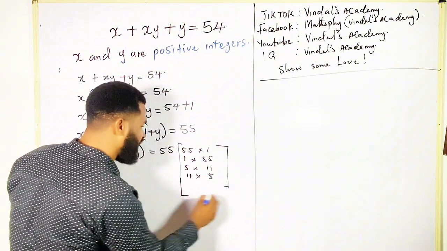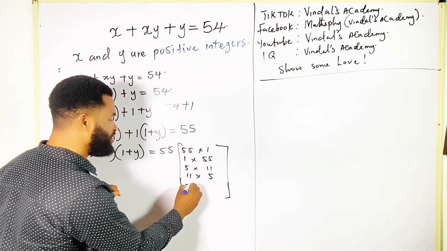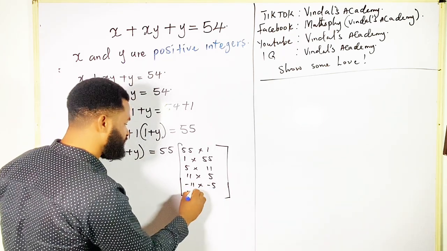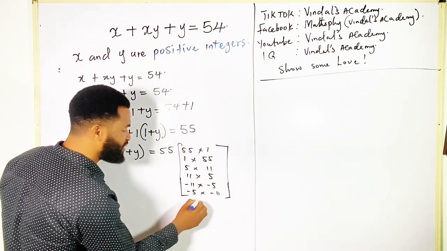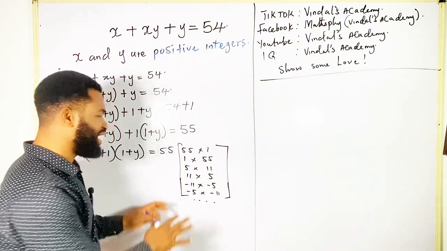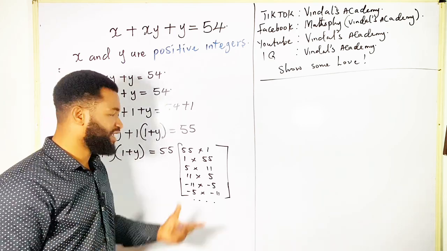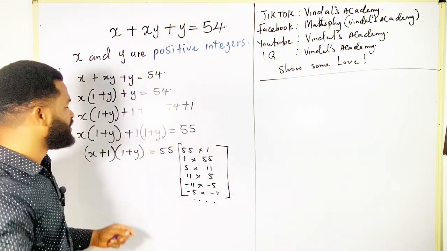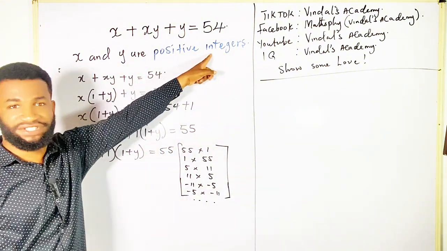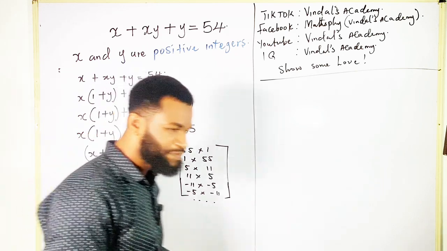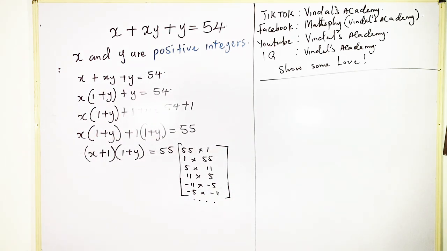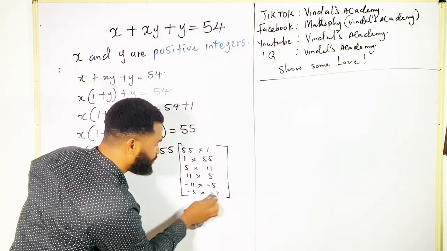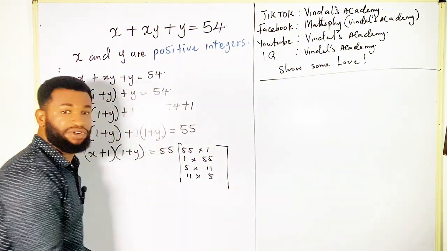Now I can go on and on by saying minus 11 times minus 5 can also give you this. Then you can also have minus 5 times minus 11. Please, it keeps going, but I need to stop at a point. The main thing is the answers I'm going to have when I slot them in here, and remember, they must be positive integers. So for that reason, I'm going to remove these ones. Let's just go and see what happens.